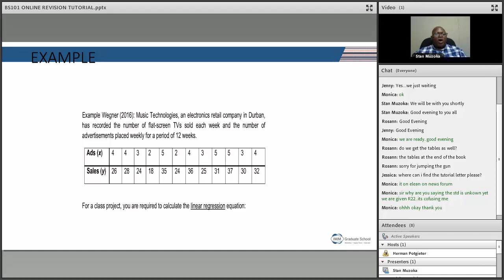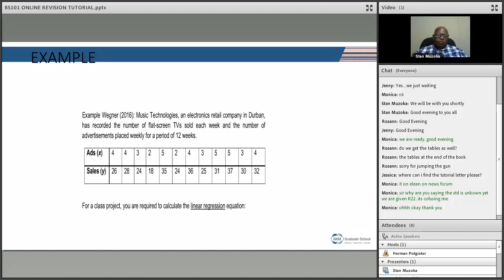When they placed 4 adverts, they sold 26. They placed 4 the other week, they sold 28. And then they placed 3, they sold 24. They placed 2, they sold 18, and so on. Now, when you get this scenario, they'll say to you, calculate the linear regression equation, which is y is equal to b0 plus b1x. You're going to get that data.